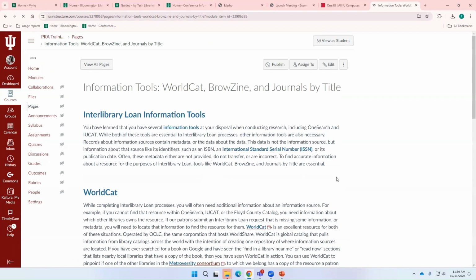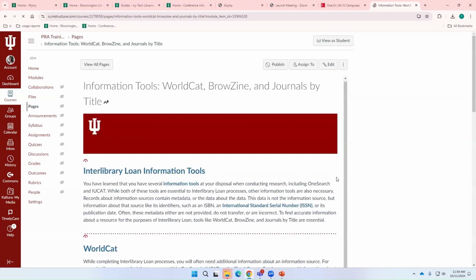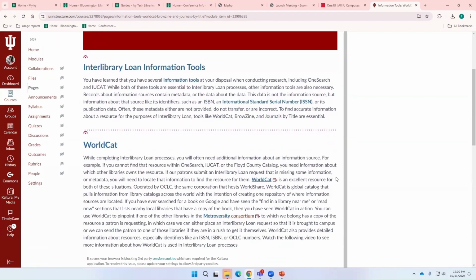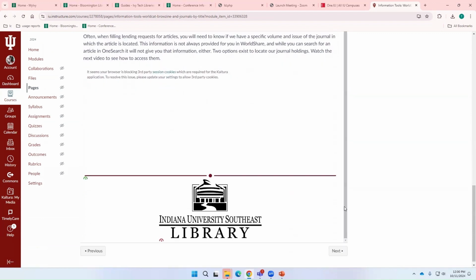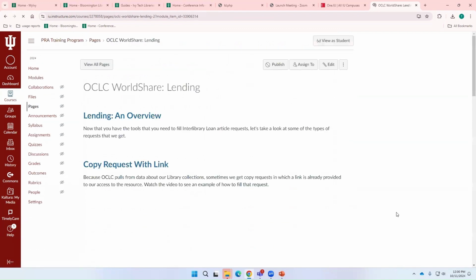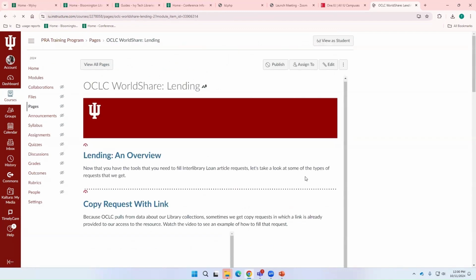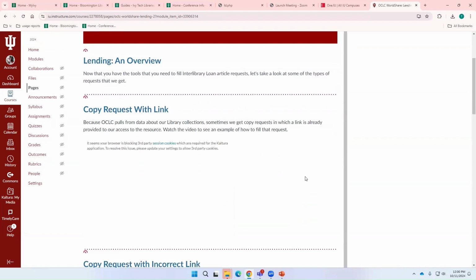The next page is a breakdown of some information tools that they can use, which is expanding on a concept that they learned in a previous information literacy module. So specifically talking about WorldCat and then some internal resources that we have, searching through our journals. And those spaces are all videos, right? Yes, yeah, they are.